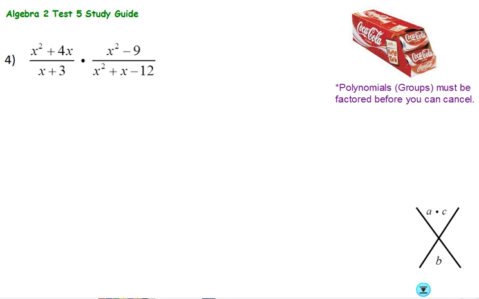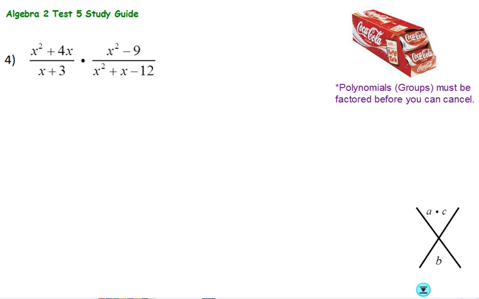So what that means is that you cannot start doing this. You can't start saying, oh, 3 goes into 9 3 times. Can't start doing that. Cannot do that. Again, there's your 12-pack of Coke over here, it's a group. So if it's a group, you have to factor it first before you can do any canceling. So again, polynomials, right, because you got a binomial, trinomial. So polynomials must be factored before you can cancel.